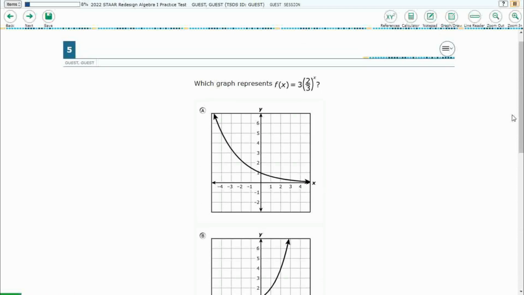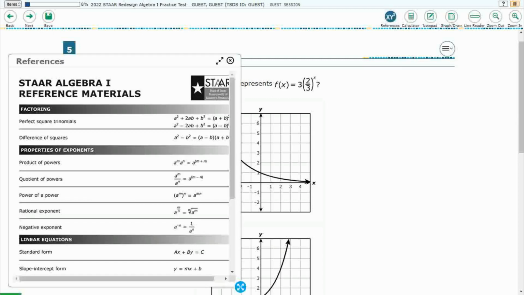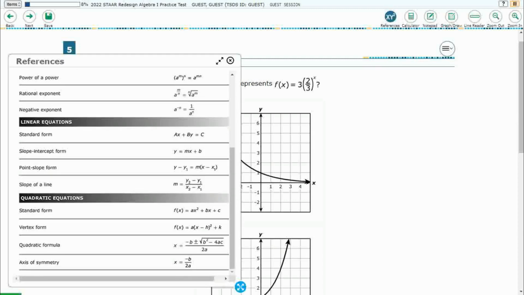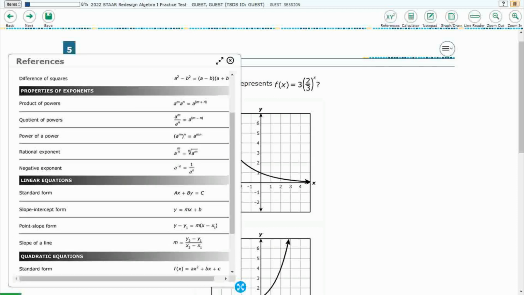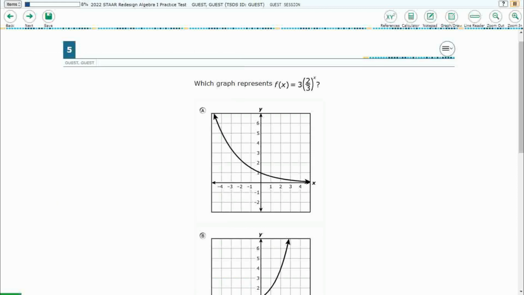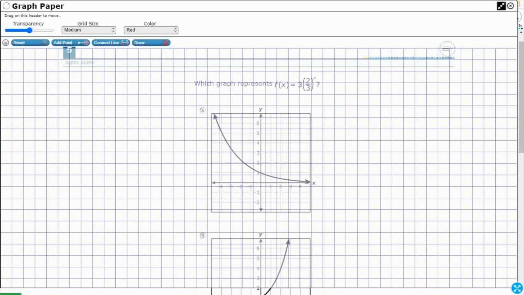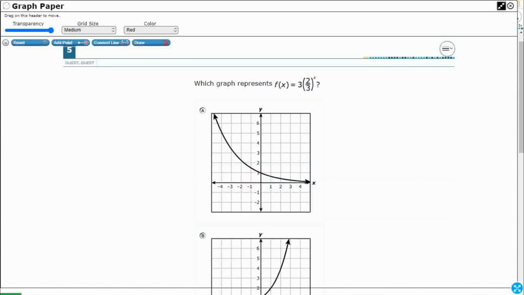So we have an exponential function here. Now if we look at our reference chart, we're not really going to find a whole lot about exponential functions. We have quadratics, we have linears, we have some properties of exponents, but we don't really have much about exponential functions. So we're going to need to bring that into the STAAR test with us. So let's open up our graph draw feature and let's take a look.